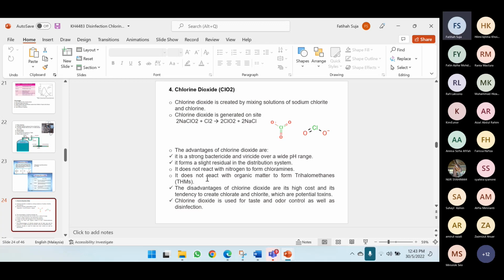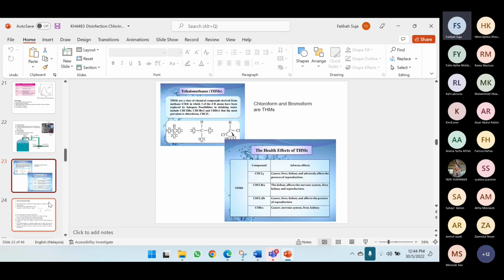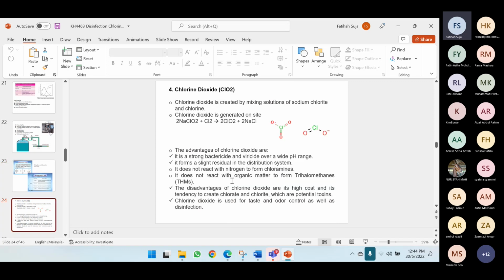So let's say you suspect that you have organic matter in the water that you are going to disinfect. Then you use chlorine dioxide, because it will not react with the organic matter. Otherwise, if you just use chlorine, it will form trihalomethane, which is very dangerous. You can see it from the table just now. It's about cancer, on the liver, on the kidney, on your reproduction system. So it's very dangerous.